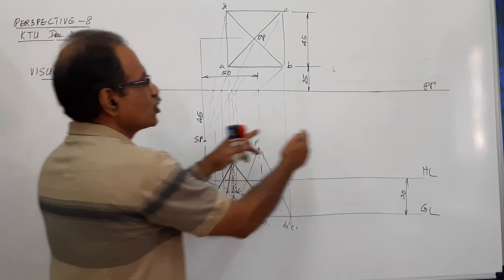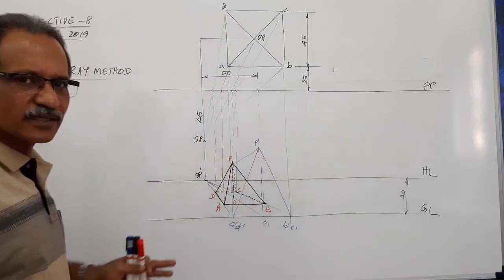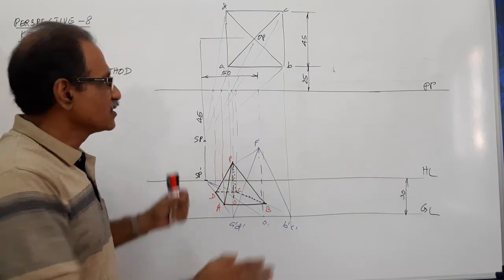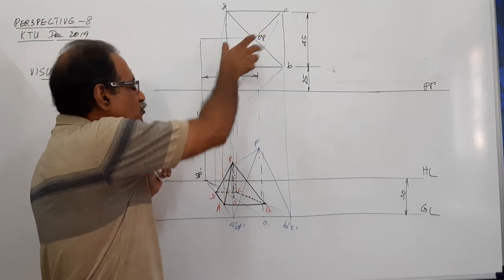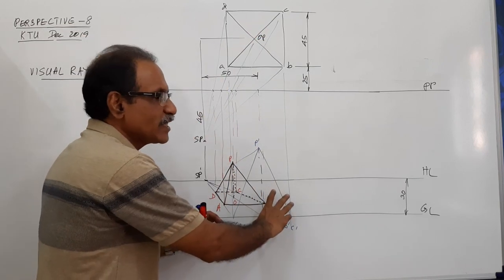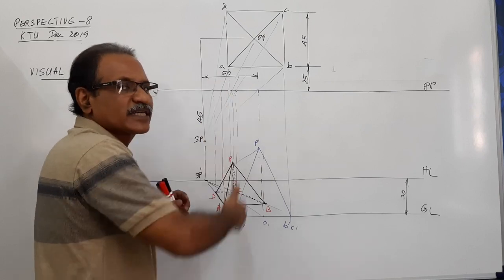This SP can be brought to this side also. Same procedure. The only thing you have to remember is to join all points of the plan of the object to SP. Join all points of the elevation of the object to SP dash, then drop intercepts to the corresponding line.